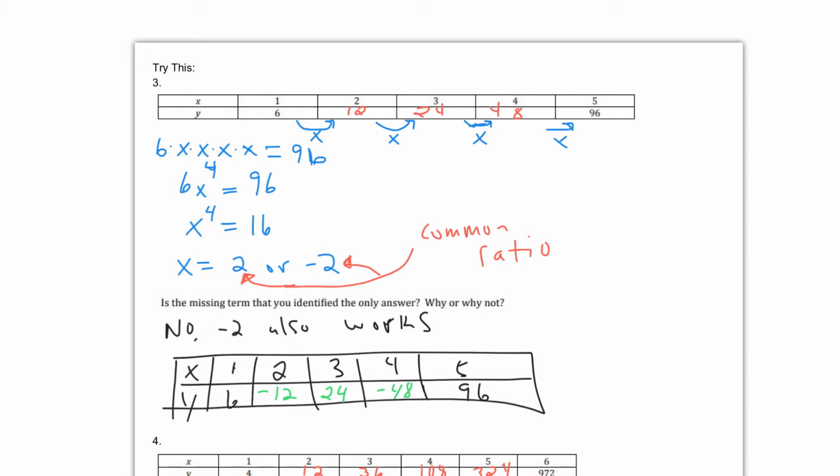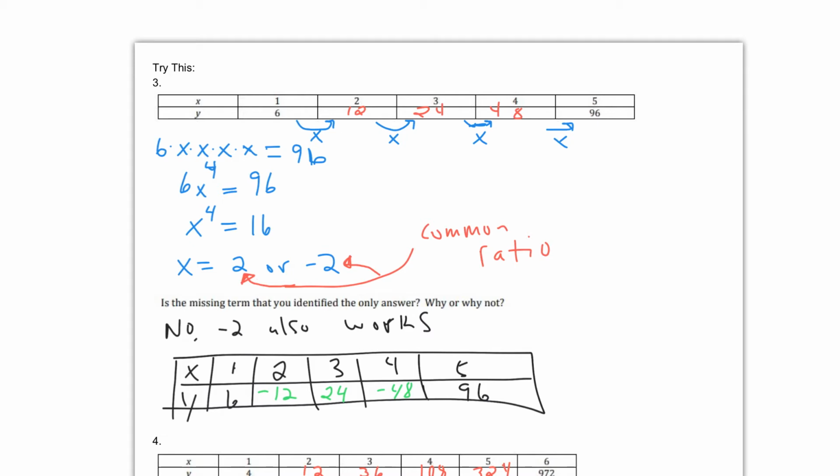And as you guess and check, you should see that 2 raised to the 4th is 16, and negative 2 as well. So both positive 2 and negative 2 work. And then when we fill in our answers, we get 12, 24, and 48. And then the second part is, is the missing term that you identified the only answer? And our answer is no. Negative 2, we said, also works.